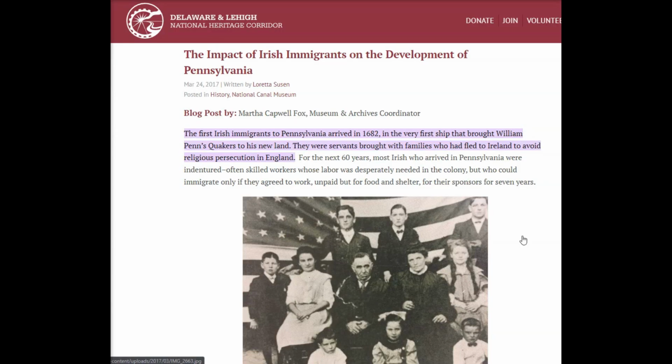This says, the first Irish immigrants to Pennsylvania arrived in 1682, in the very first ship that brought William Penn's Quakers to his new land. They were servants brought with families who had fled to Ireland to avoid religious persecution in England. For the next 60 years, most Irish who arrived in Pennsylvania were indentured, often skilled workers whose labor was desperately needed in the colony, but who could immigrate only if they agreed to work unpaid for food and shelter, working for their sponsors for 7 years.